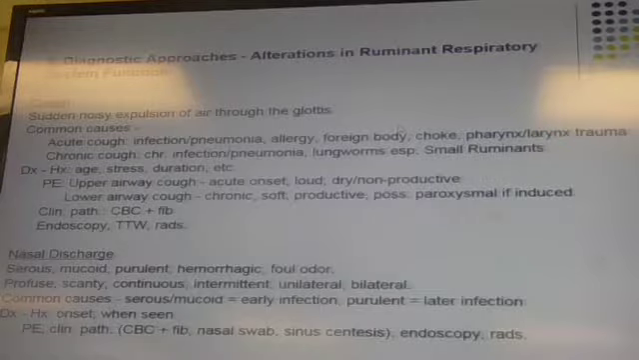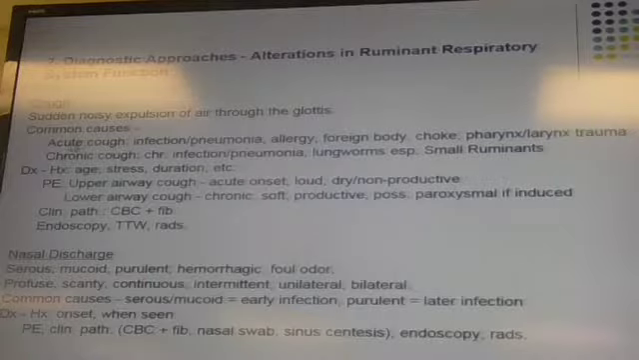The whole purpose of these notes is to give you an idea of how you'd approach it, and also to try to get you to think more clinically. So let's see. All right. When you're presented with an animal that's coughing, there are a couple of things that you want to bear in mind.